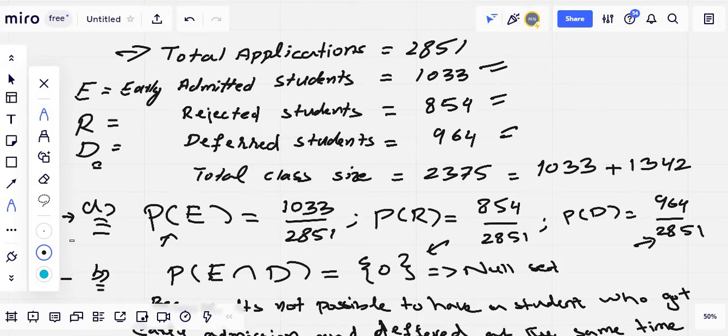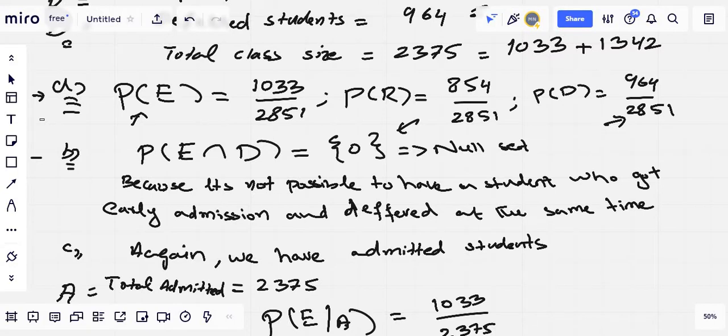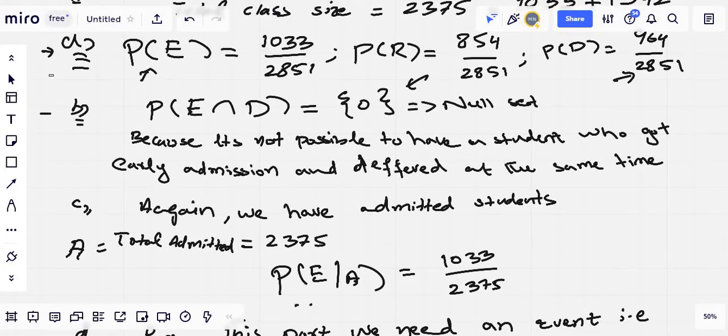Probability of E intersection D is 0, because there is no possibility to have a student who got early admission and then will be deferred. There is no possibility. Therefore, in part B, E intersection D will be 0. So you just read this explanation, because it's not possible to have a student who got early admission and deferred at the same time. So this is the answer of part B.